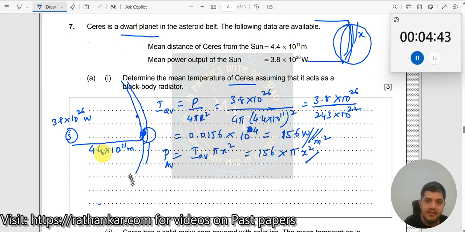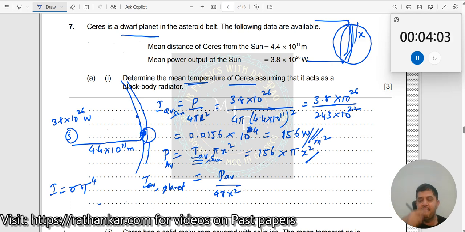Now this is what we have. But what else is needed? If you want to find the temperature, which expression are you going to use? You are going to use I equal to sigma T to the power of 4, where sigma is the Stefan-Boltzmann constant. To do this, you need the value of I, the average intensity radiated by the black body. This is the average intensity due to the sun. Now I am looking at the average intensity due to the planet. What should this be? Take this P average, the total power received by the planet, divided by 4 pi x square. What is 4 pi x square? The surface area of the full planet.